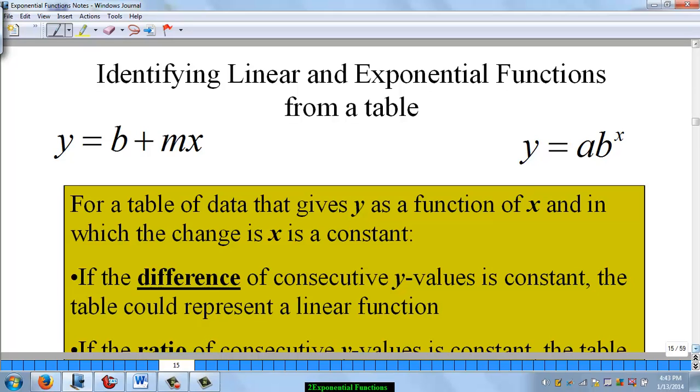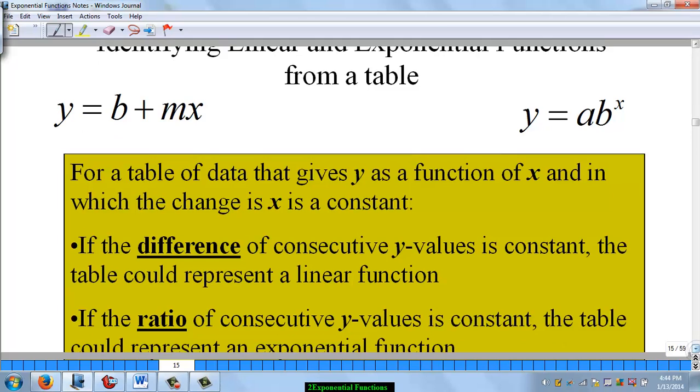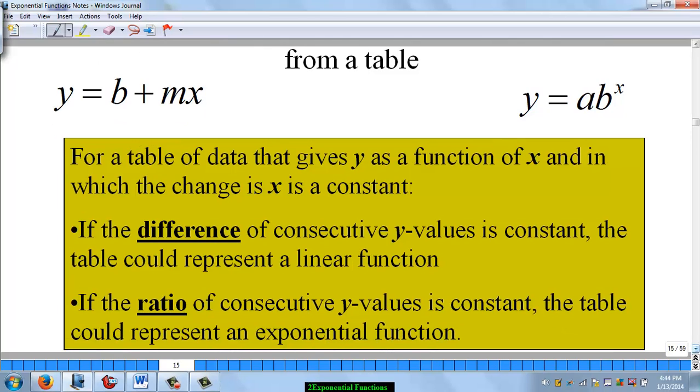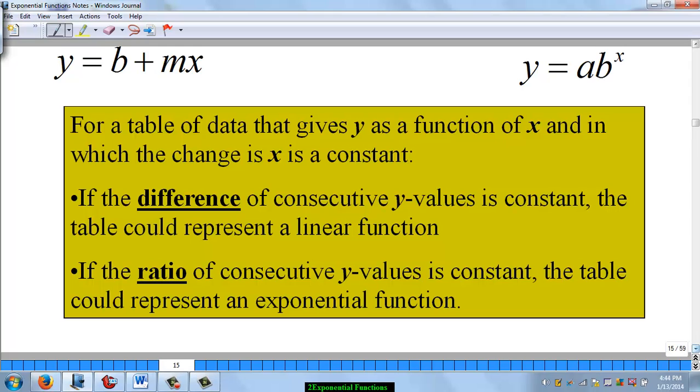Y equals b plus mx is linear. Y equals ab to the x is exponential. For a table of data that gives y as a function of x and in which the change in x is constant, if the differences of the y values is constant, then it could be linear. If the ratios of the y values is constant, do you see the difference here? If the ratios are constant, the table could represent an exponential function.